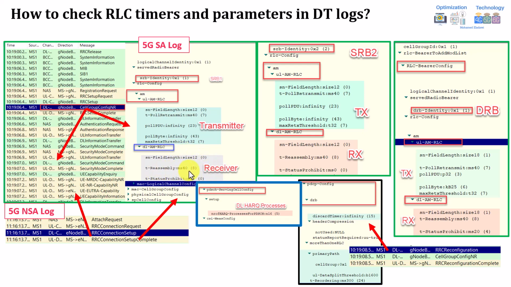Reassembly is 40 milliseconds, status prohibit 0 milliseconds, and this is sequence number 12. Usually the sequence number is lower for the signal distributor and is 18 for the data distributor. And the one for the transmitter, you can see the sequence number, T-polar transmitter, whenever it is acting as a transmitter.